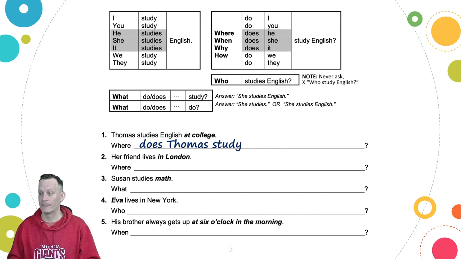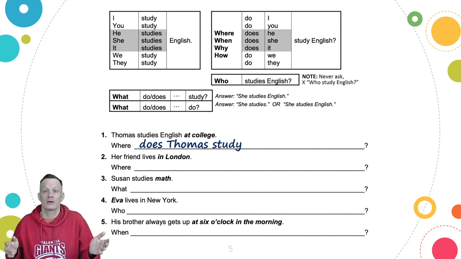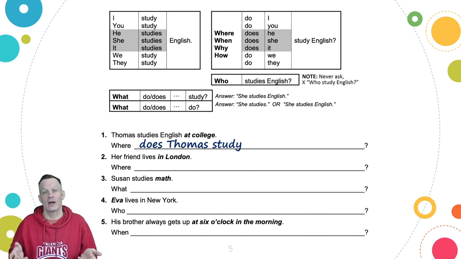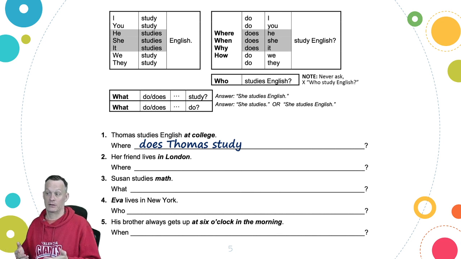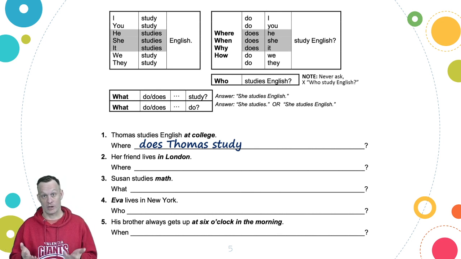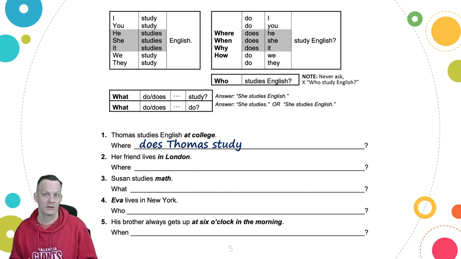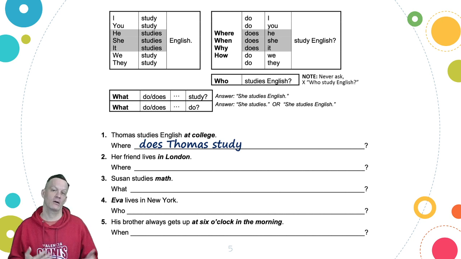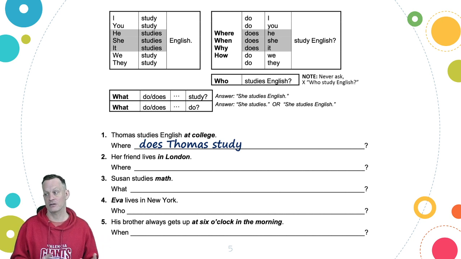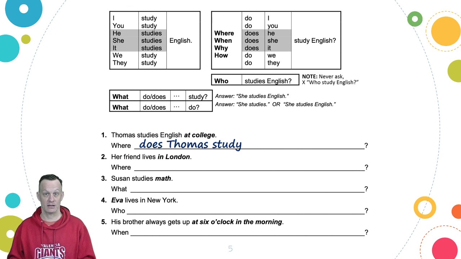So here we go. Thomas studies English at college. Where? At college. Where does Thomas study? Where? So where is an object question. Where does Thomas study? We're not asking about the subject, Thomas. We're asking about the location of where Thomas studies. So where does Thomas study?